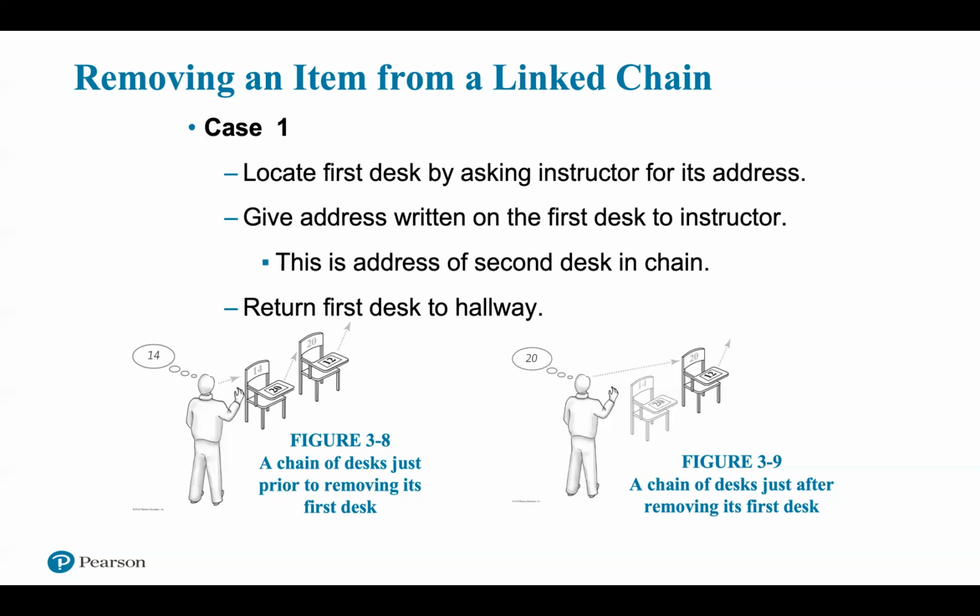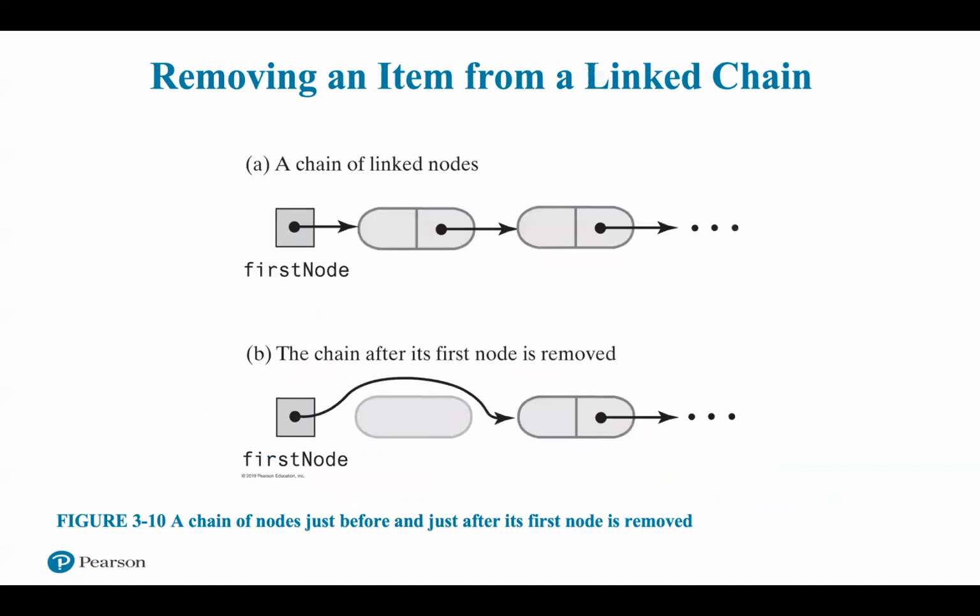Figure 9 shows the chain after the first two steps take place. Notice that the first desk is no longer part of the chain. Technically, it still references the second desk, but if the desk is ever used again, a new address will be written on its paper. So that's the first case.